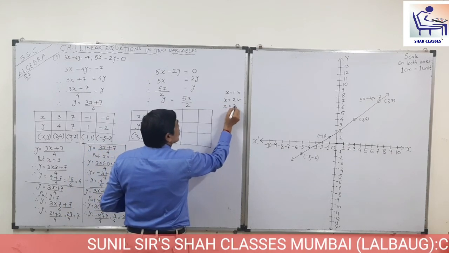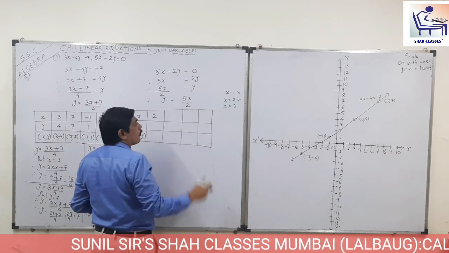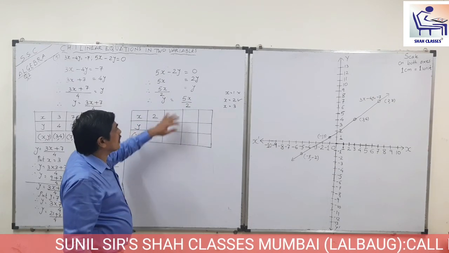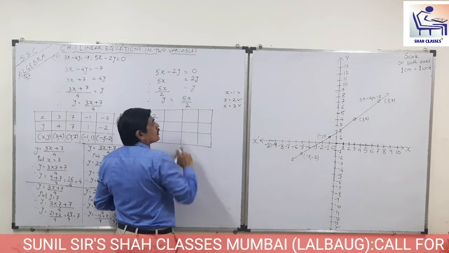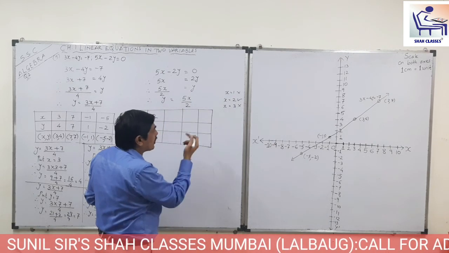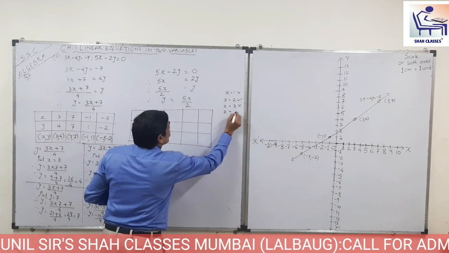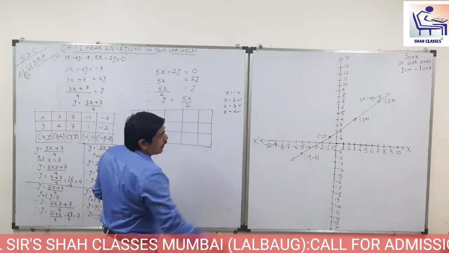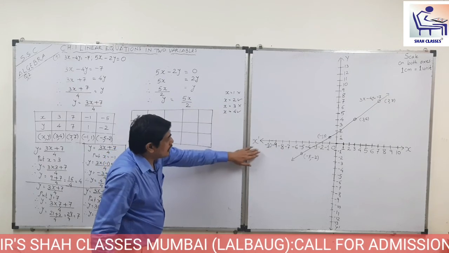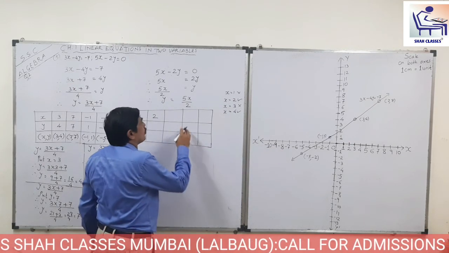Now I will go for 3, so 5 3s are 15 upon 2. Again you are getting the answer in fractions, so I will not accept this value. Now I will go for the next value, 5 4s are 20, 20 divided by 2 is 10. So we have in a graph up till 10, so I can accept this value.